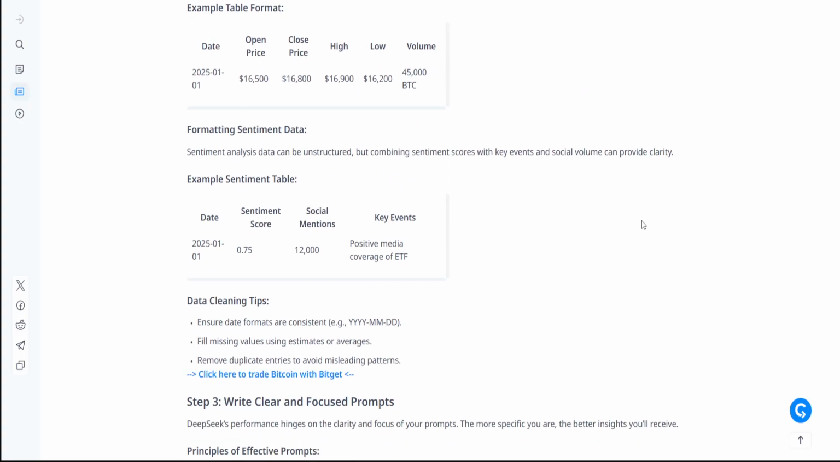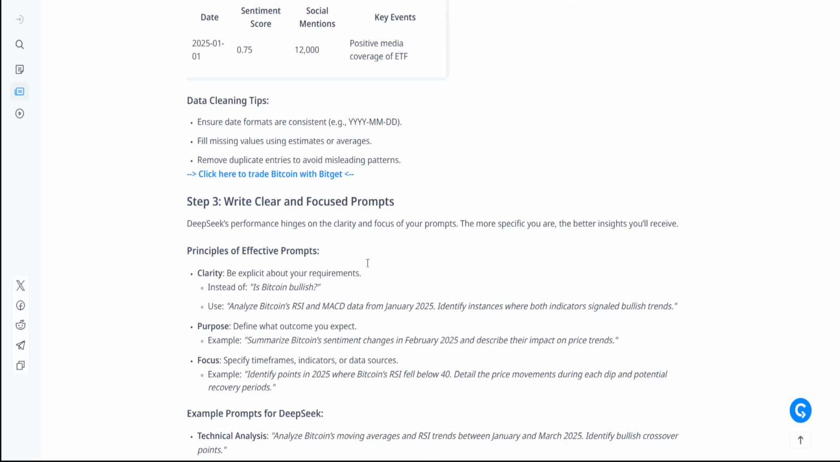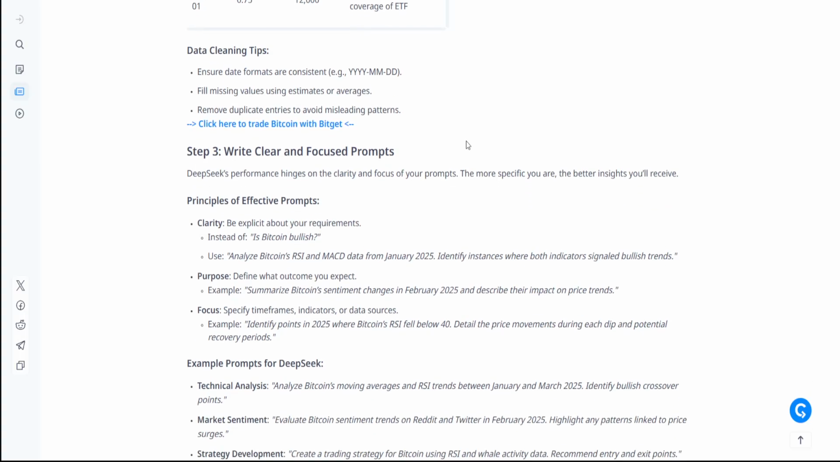So you can do the formatting of sentiment data as well, as you can see here. And then do some data cleaning tips like these. Remove the duplicate entries to avoid misleading patterns, fill missing values using estimates or averages, and ensure the date formats are consistent. And then step three is to write clear and focused prompts.